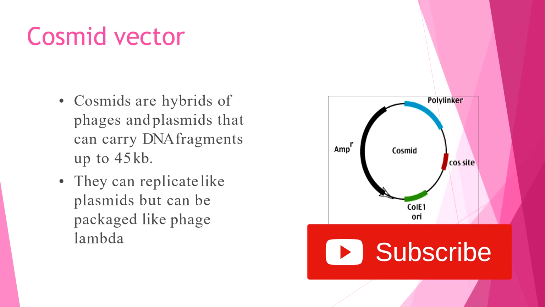Just remember that cosmids are hybrids of plasmids and the phage. In other terms, they are plasmids that have cos sites, and they are known as cosmids. They can replicate like the plasmids but can be packaged like the phage lambda. We will discuss the details later.